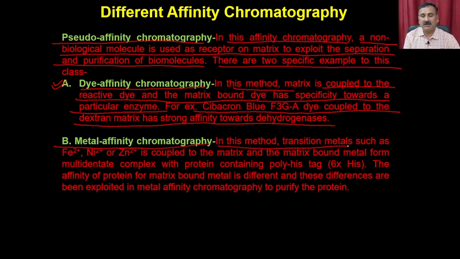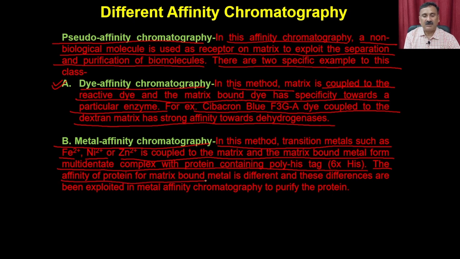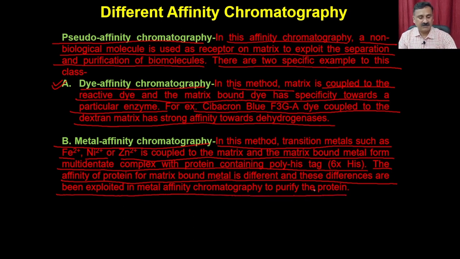In this method, transition metals such as iron, nickel, or zinc are coupled to the matrix, and the matrix-bound metal forms a multidentate complex with the protein containing a polyhistidine tag. The affinity of the protein for the matrix-bound metal is different, and these differences are exploited in metal affinity chromatography to purify the proteins.